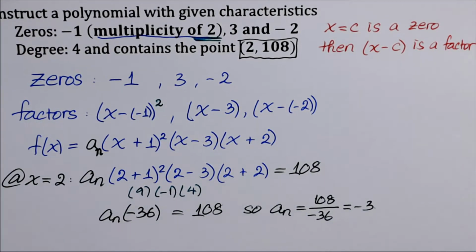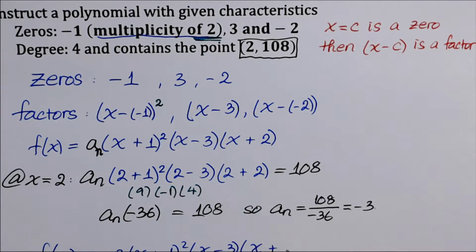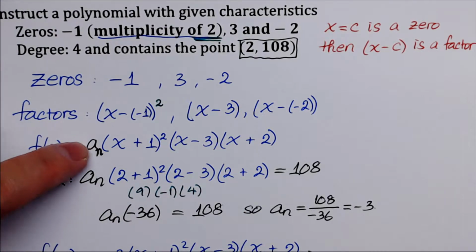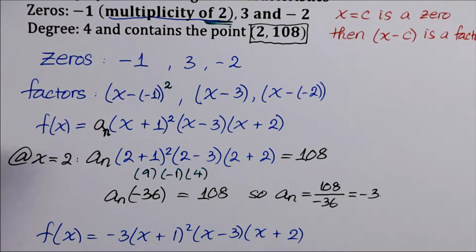So the polynomial we're trying to find will be negative 3, x plus 1 squared, x minus 3, and x plus 2. I just put negative 3 back into this. Right.